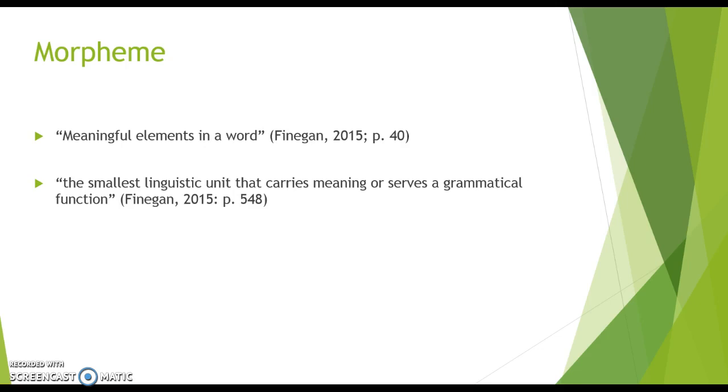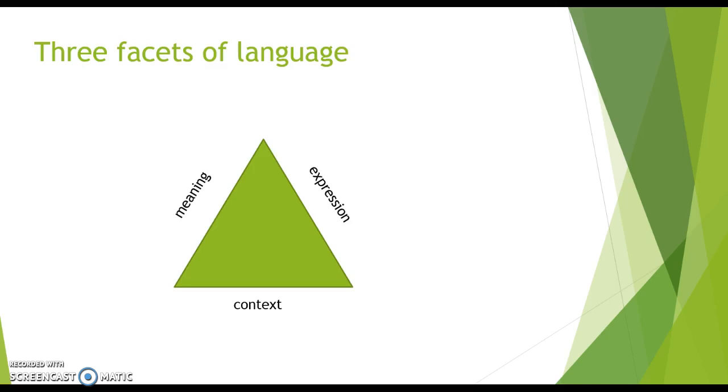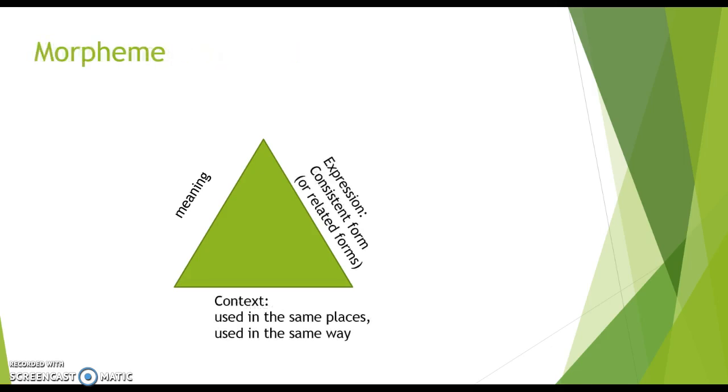So I think we can understand those individual words, but how do we identify morphemes in English or in any language? One thing to think about is how all of language can be described as a combination of meaning, expression, which is form, and context. So meaning, we would expect a morpheme to have the same, a consistent meaning, and the morpheme would also have a consistent form, or at least very closely related forms. And it would be used, or it would show up, in the same places in the language.